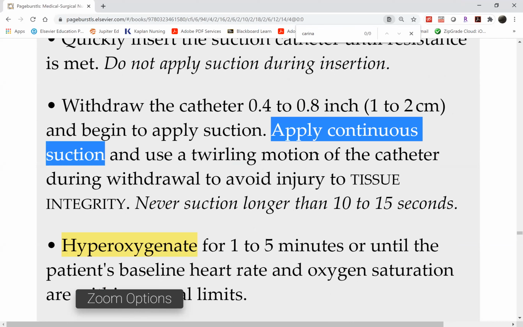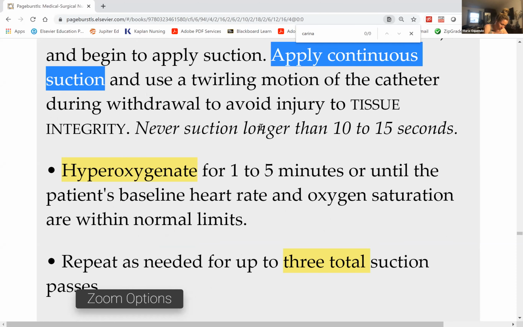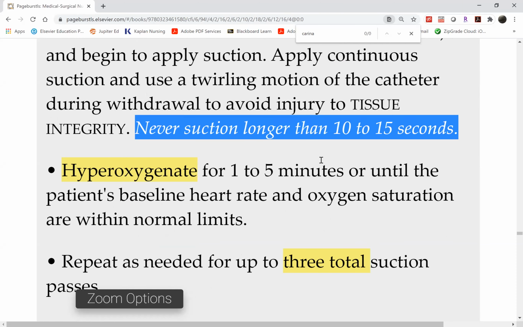Okay, so this is the 9th edition. I've seen the 10th edition. It also says continuous. I know in skills lab, we may have been taught intermittent, right? You remember? Yep. So this one clearly says continuous suction. This hasn't changed. We never suction longer than 10 to 15 seconds.